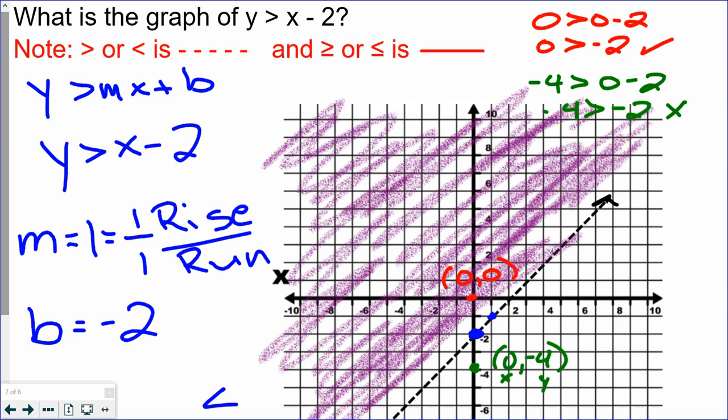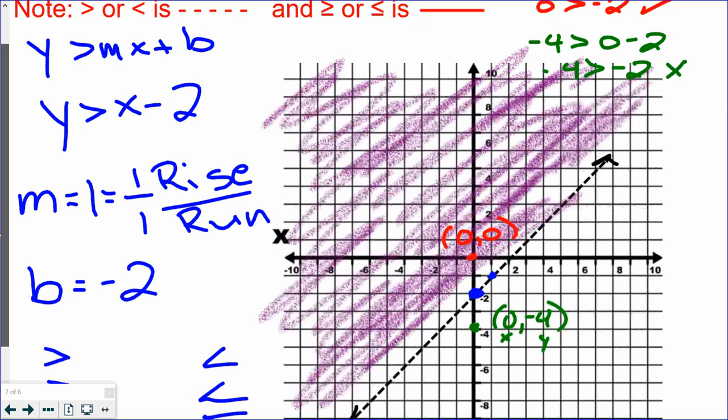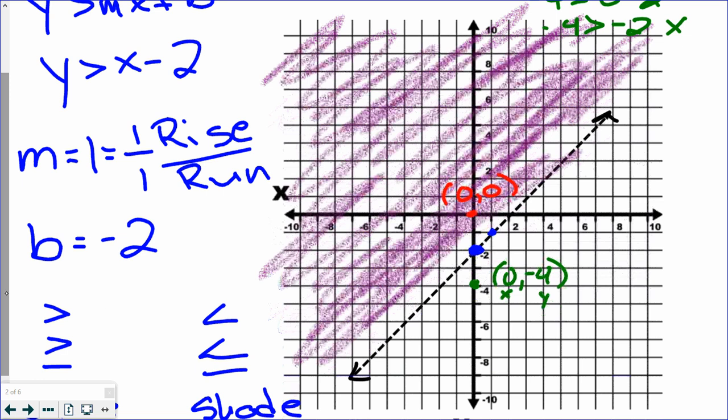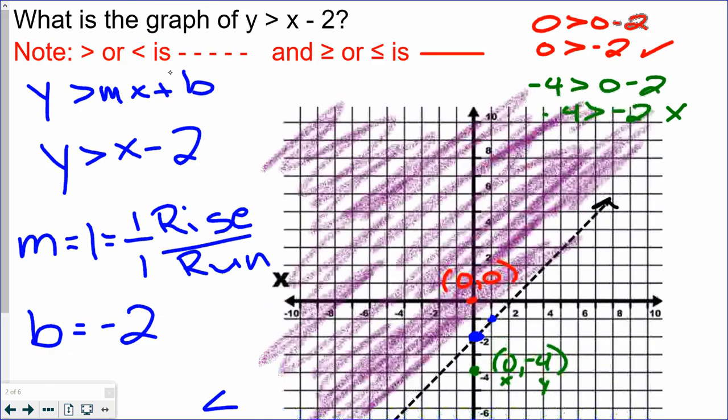All right, so quick review of what we did. This was in slope-intercept form. So the slope was 1, the y-intercept was negative 2. So I graphed the y-intercept at negative 2. And then I did rise over run, rise 1, run 1 to get my other point. Since it is not "or equal to," just greater than or less than, it is a dashed line. If it's "or equal to," it would have been a solid line. So I used a dashed line.